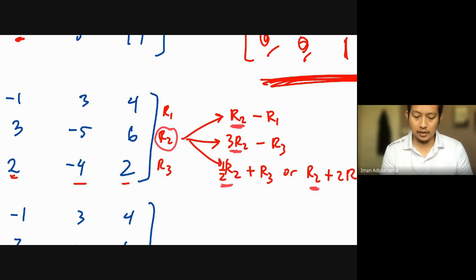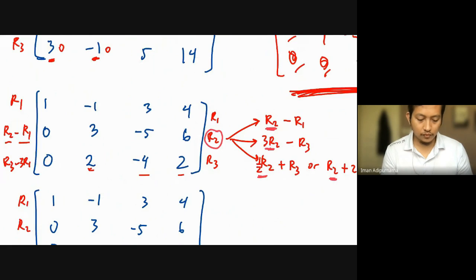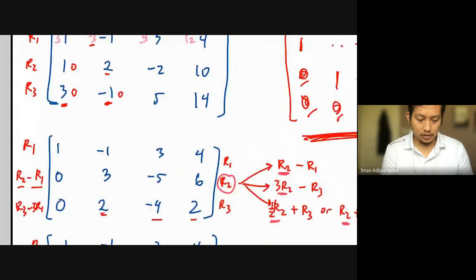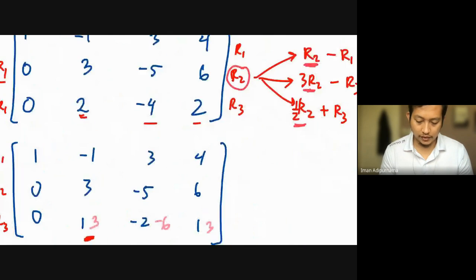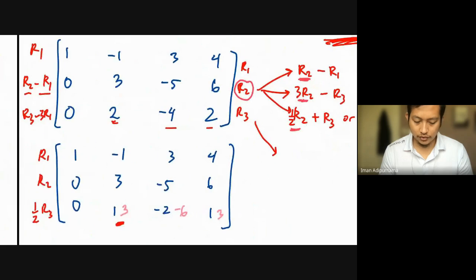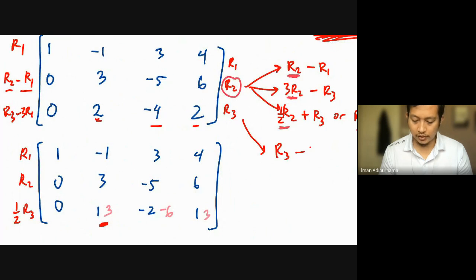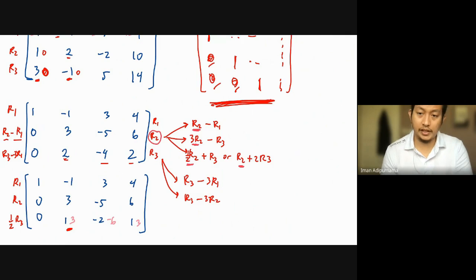And if we look at the R3, we can have two choices, at least for making this 3 into 0, we can subtract with R2 or R1. Okay? So here in the example, the R3 is R3 minus 3R1. We can also have R3 minus 3R2 if we want. Okay?